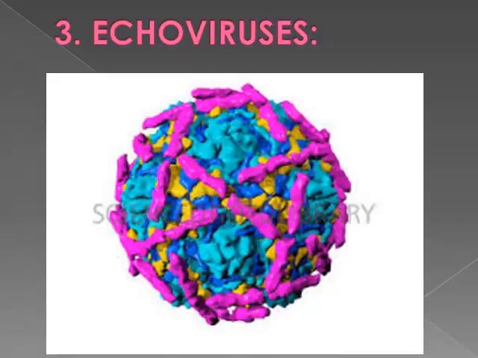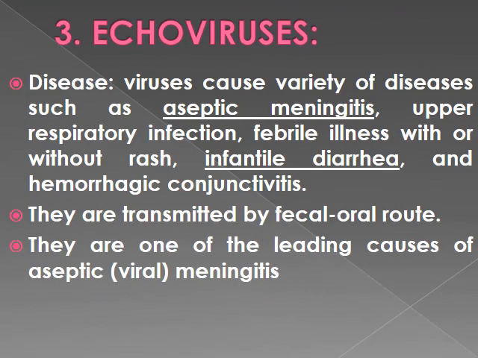The third and final one in enterovirus is echoviruses. Echoviruses, as we said before in the replication cycle, the receptor of it is the integrin adhesion superfamily, integrin receptor, present on the epithelium and lymphocyte. The virus causes a variety of diseases. The most important is aseptic meningitis, as we said. And it causes also infantile diarrhea; we will talk, God willing, about the list of causes of diarrhea. And hemorrhagic conjunctivitis, bleeding from the conjunctiva in severe cases. They are transmitted, like other enteroviruses, by fecal oral route. They are one of the leading causes of aseptic viral meningitis. After that we come to diarrhea.